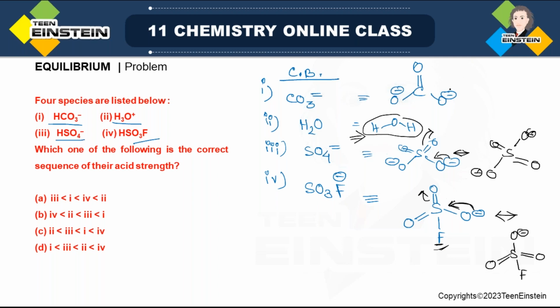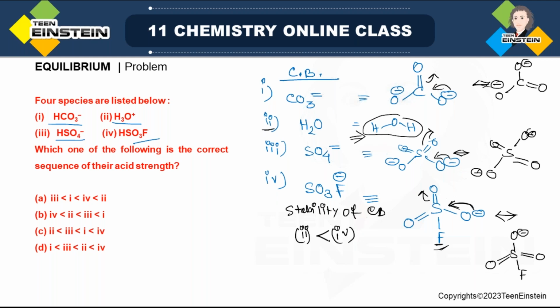Fine. And here also in case of carbonate, resonance is possible. So here maximum stability you will get from 4. And after 4, the next stability you will get from water. I'm talking about the stability of the conjugate base. That order I am talking about. So 4 will be more. Then after 4 it is 2. Then we are left with 3 and 1.